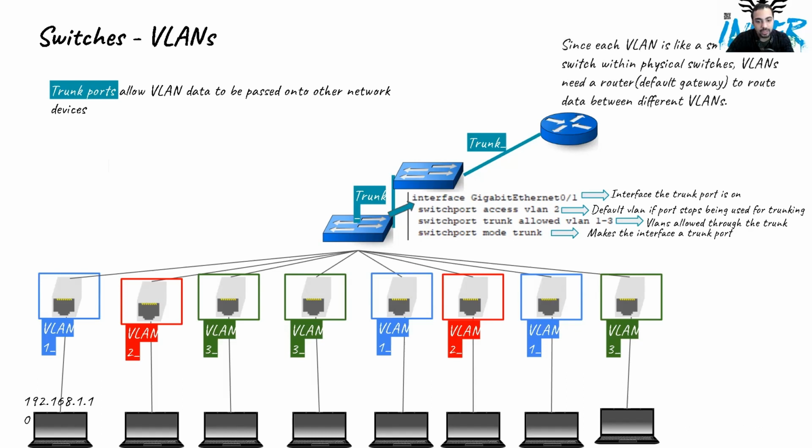Since each VLAN is basically a small virtual switch, VLANs need a router to route the data between the VLANs, even if the VLANs are on the same switch. As long as they think they're on different networks, they're going to need a router to talk to the other networks. So VLANs are separated at layer 2, because it's just the switch port that is separating the VLAN. But this is how we make it easier to keep track of.